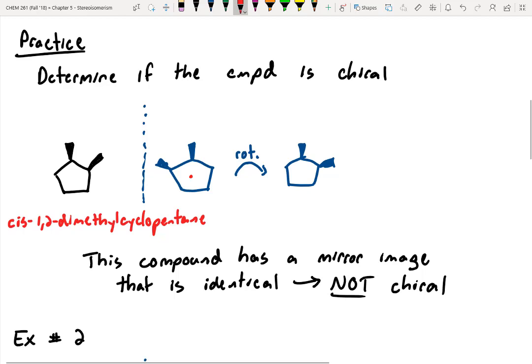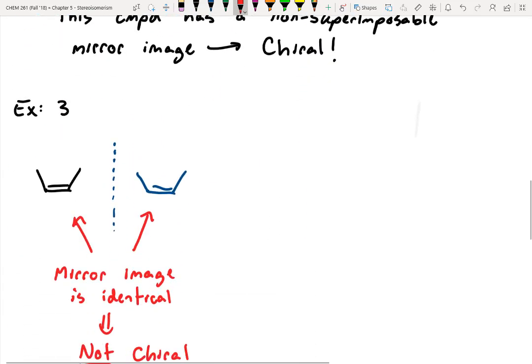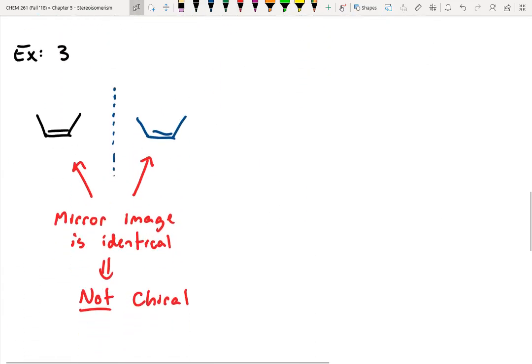Off of that last one, if we were to make the trans version of that, that would be non-chiral as well, correct? Yeah, so the question for example 3 was, this was a cis alkene. What if we have a trans alkene? The trans alkene would be non-chiral as well. So anytime you do these, draw the mirror image or build the mirror image with your model kit and see if you can rotate them and overlay them atom for atom on top of one another.